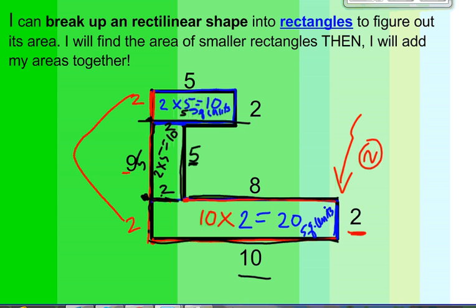Now I have all 3 areas. I have the area of this rectangle, I have the area of this rectangle, and I have the area of that rectangle. And I'm going to add them together. I have 10, 20, and 10. 10 and 20 is 30, and 10 more is 40. So my area equals 40 square units.